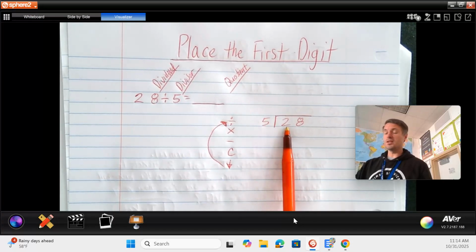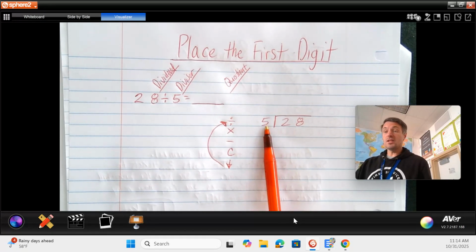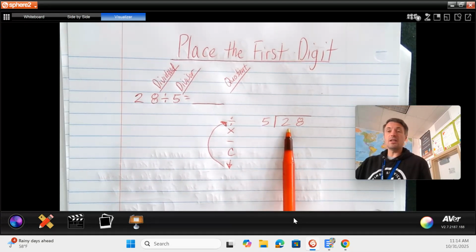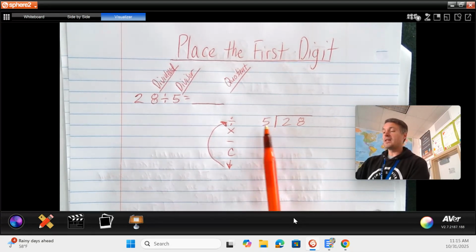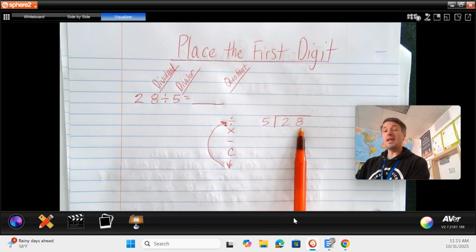If 5 could fit into 2, that would be like your whole body fitting into your shoe. Your whole body can't fit into your shoe. Only your foot can because your shoe is smaller than you. Well, 5 is bigger than 2, so 5 can't fit into 2. But can 5 fit into 28?